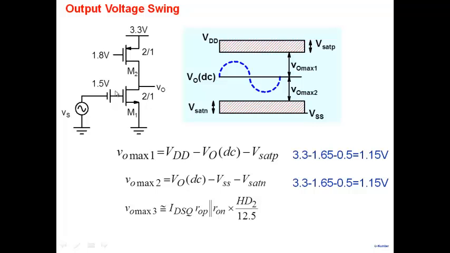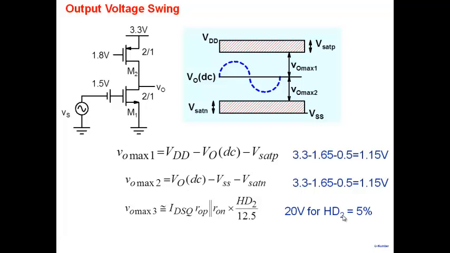If you note, the VGS for this transistor is 1.5 and VGS minus VT is 0.5. Something similar here. For this transistor also, VSG is 1.5, and 1.5 minus 1 gives us a saturation voltage of 0.5 here. So this limit is 1.15. This limit is also 1.15. Both are equal, since we have bias in the middle and the transistors have similar properties. So both these limits are the same.